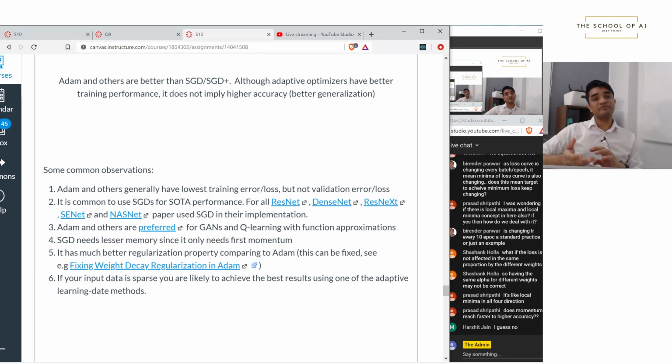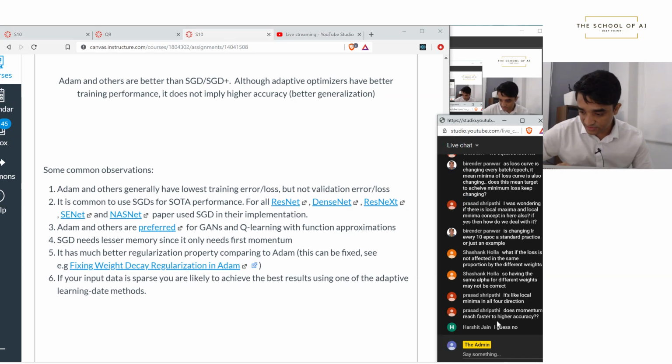So the moment we go for object detection at the end of this course, phase 1, we are going to be using SGD, but the moment we hit reinforcement learning in phase 2, we're going to go for Adam and other guys. Does momentum reach faster to higher accuracy? Yes, I guess. Yeah, the precise answer is yes for this. Does momentum reach faster to higher accuracy? Yes.